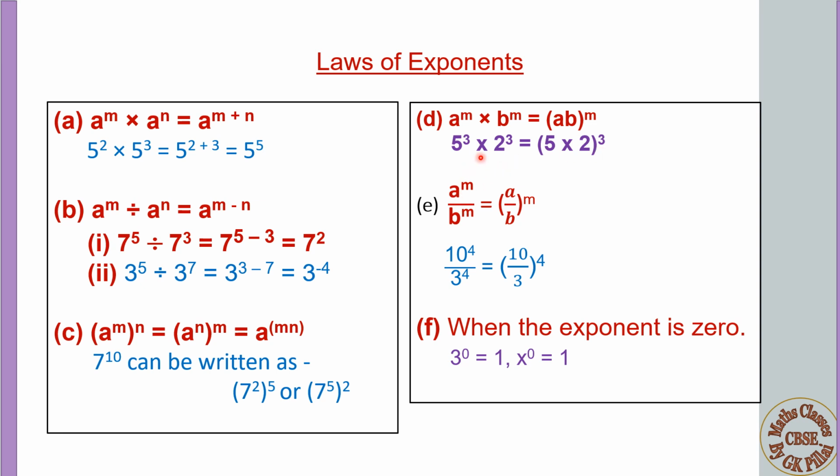The next one, it is the same way. a to the power of m upon b to the power of m equal to a upon b whole power m. Here there is an example. And the next one, you should know this one also. Anything raised to the power of 0 is 1. x to the power of 0 is 1. 3 to the power of 0 is 1. Anything you write, put it in a bracket and put a 0 as a power, the value will be 1 only.